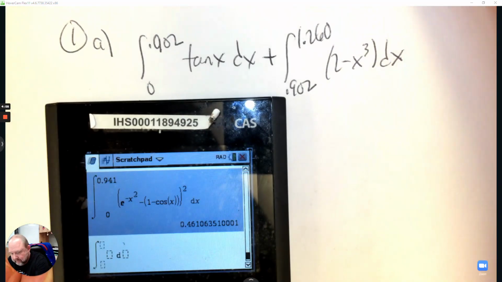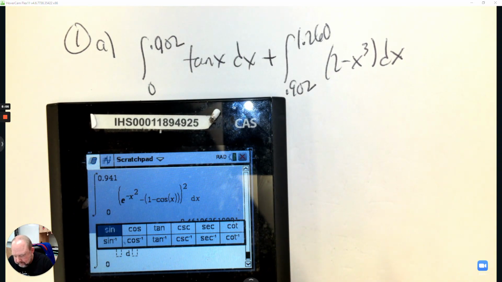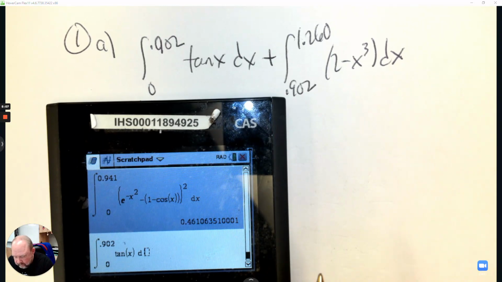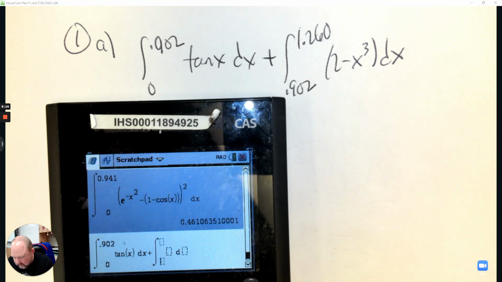So we're going to go menu, calculus, integrate. I know it's a little blurry. We're going to go 0 to 0.902, tangent. Then I'm going to move the cursor and add. I'm going to do it again. Menu, calculus, integrate. Now it's going to go from 0.902 to 1.260. And this one's going to be 2 subtract x cubed.